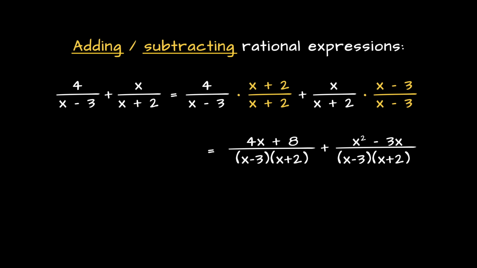Only now that our two rational expressions have the same denominator may we add them together, and we do so in the usual way, that is to say, just by adding the numerators together. So the sum of the two numerators will be x squared plus 4x minus 3x, so that's just plus x, and then finally plus the constant 8. And this will have to get divided by the denominator x minus 3 times x plus 2. And once again, if we care to, we could go ahead and FOIL out that denominator, but this is an acceptable way to present the answer.